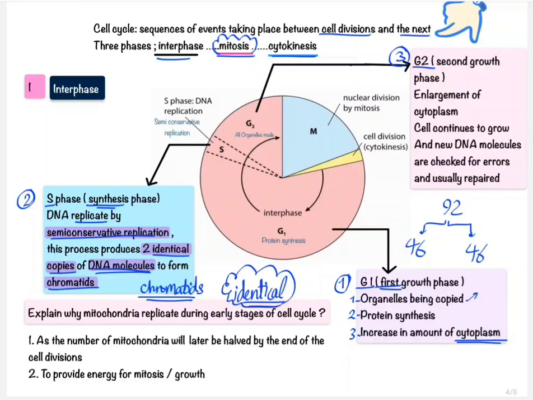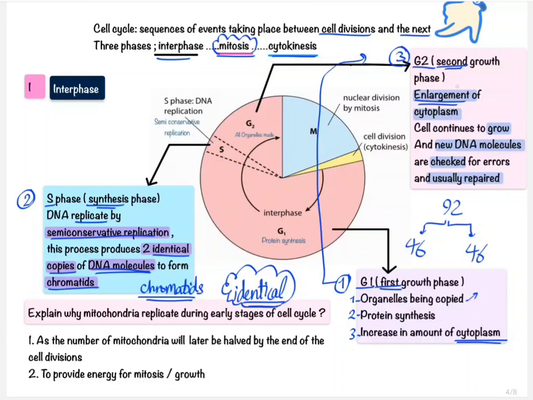Okay, and then we have G2, which is the second growth phase. Enlargement of the cytoplasm. So here the amount is increased, and here's enlargement. The cell continues to grow, and new DNA molecules are checked for errors and usually repaired. So not only are they checked for their errors, they are also repaired.